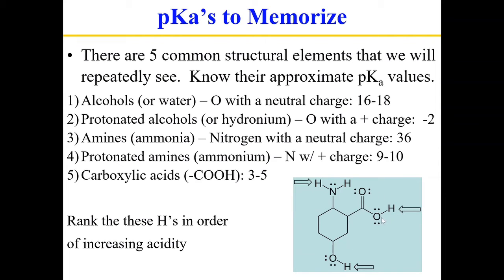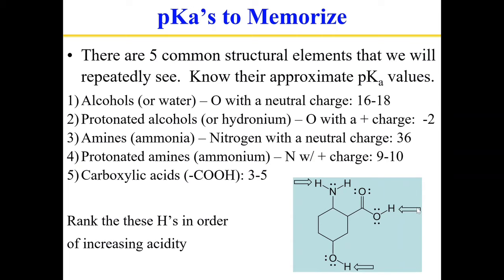This is a carboxylic acid. This carbon right here is doubly bound to an oxygen, which makes a carbonyl group. The carbonyl group, when positioned next to an OH group, is what collectively makes this a carboxylic acid. Its pKa is going to be in the ballpark of 3 to 5, usually closer to 5. This is a nitrogen with a neutral charge, or an amine, and it has a pKa of about 36. And this down here is just an alcohol, an OH group with a neutral charge, with a pKa of 16.